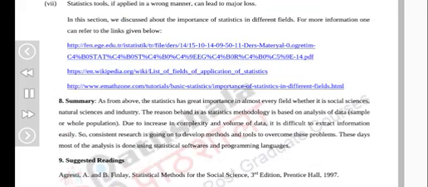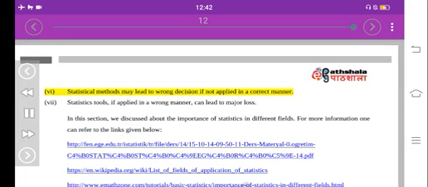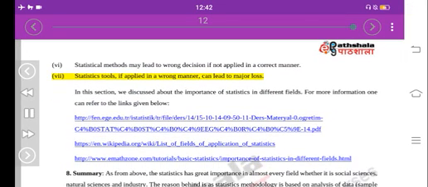Statistical methods may lead to wrong decision if not applied in a correct manner. Statistics tools, if applied in a wrong manner, can lead to major loss. In this section, we discussed about the importance of statistics in different fields. For more information, one can refer to the links given below.